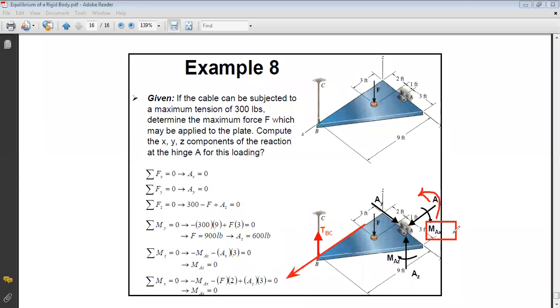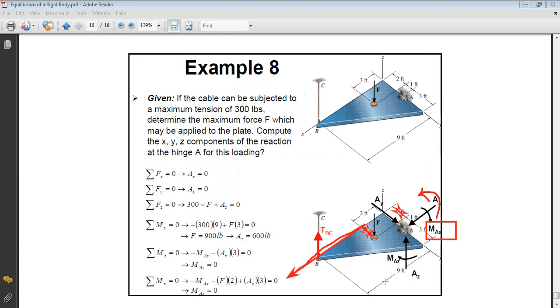Now, we don't have any other couple in x. We move to the moment of forces about x. As you can see, the tension force is passing through the x-axis, so it cannot produce a moment about it. The F force can produce a moment, and we should multiply F by which distance? We should take the perpendicular distance from F to the x-axis, which is the coordinate along y, which is 2. So the magnitude is F times 2.